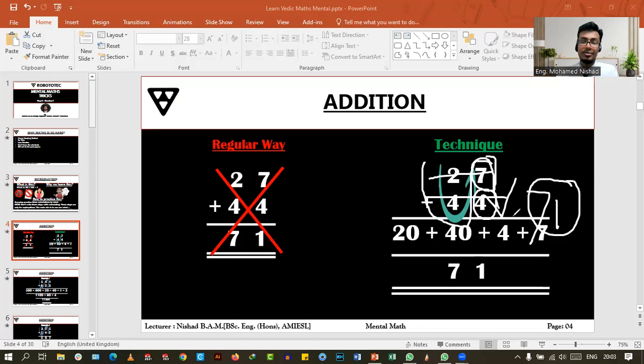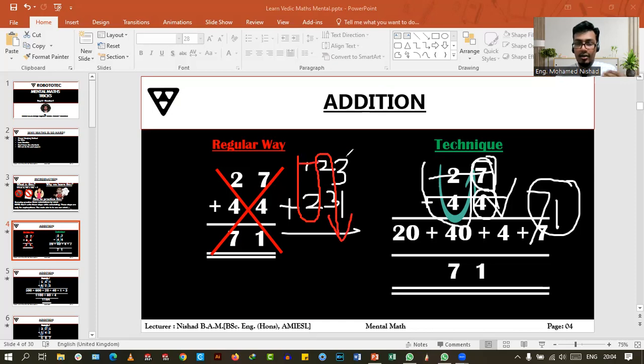Even if we have 3-digit numbers, we apply the same technique, like 123 and 231. If these two numbers are added together, we apply the same technique, adding as this arrow indicates. We add hundreds, then tens, and then ones. If we continue like that, it will be easy for our mind to catch on, and our mind will calculate these things by itself, right?